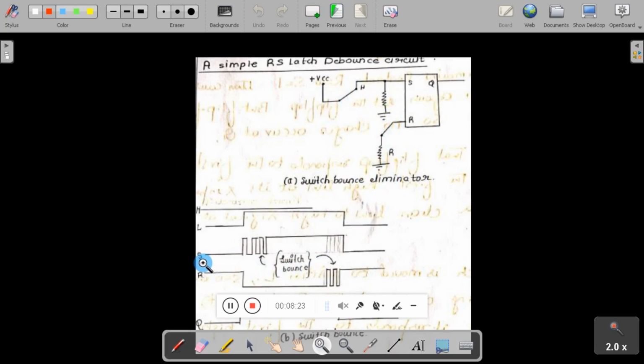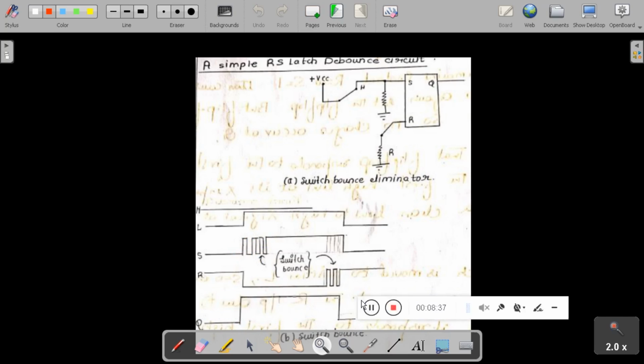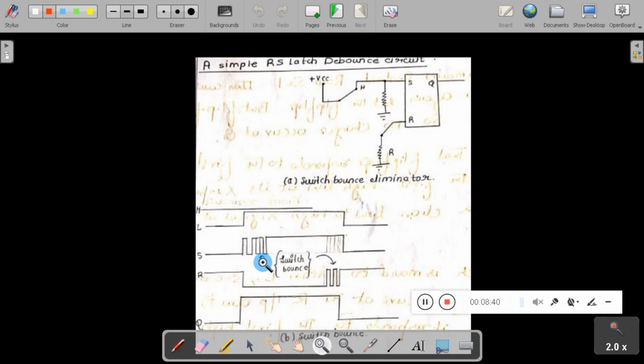Here you can see the flip-flop. When the switch position bounces from low to high, the output remains the same. Here you can see the output remains the same irrespective of that. That is the property of the SR flip-flop.